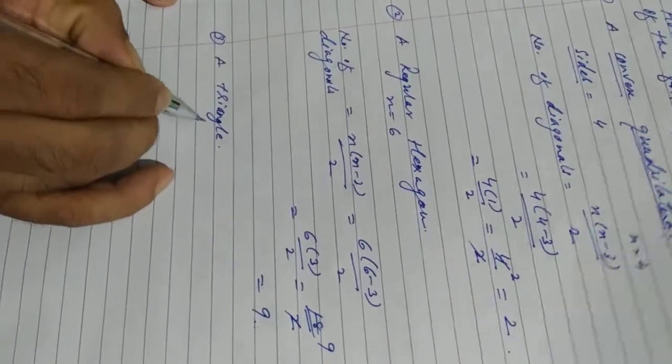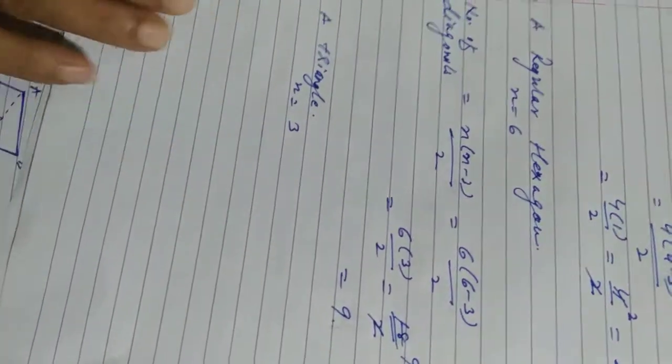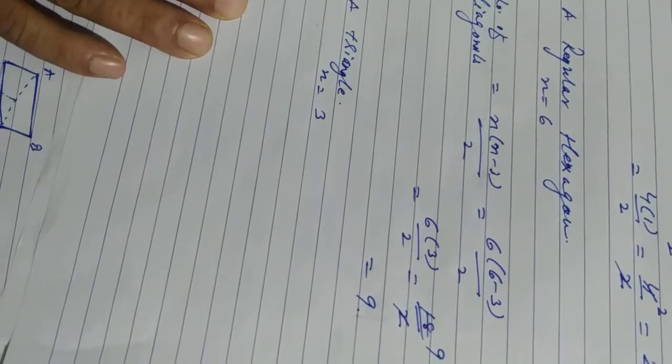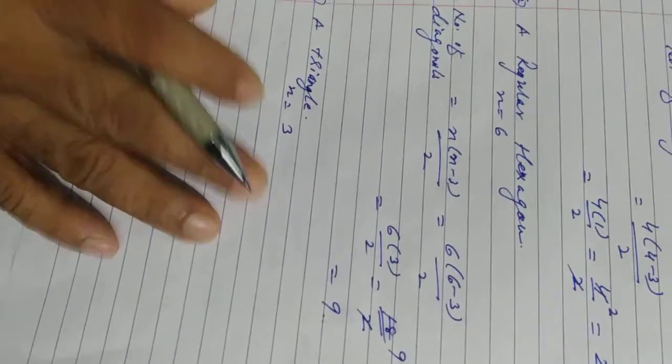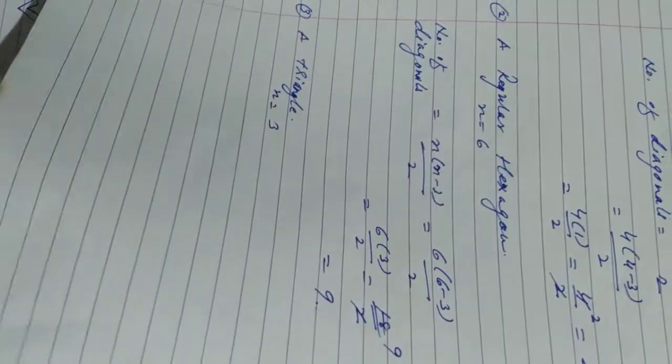A triangle has how many sides? 3, right? By using the same formula, please try to find out yourself. Okay? So third, please do it yourself. Now let's go with example number 3.